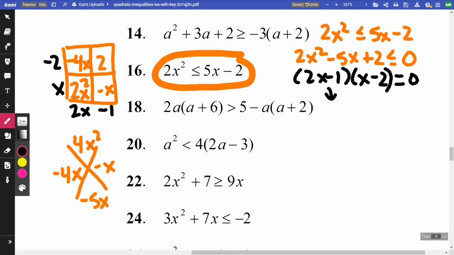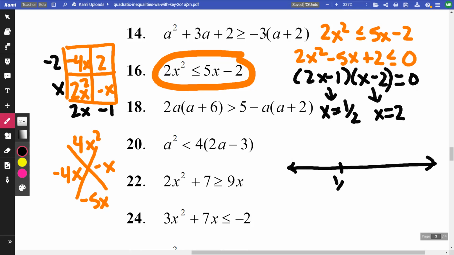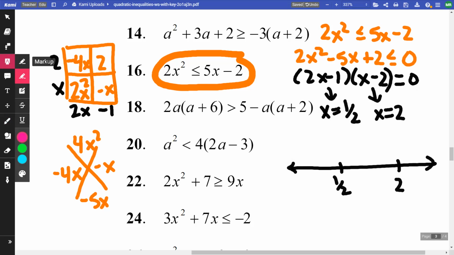So for this, when I set 2x minus 1 equal to 0, I'm going to get a positive 1/2. When I set this equal to 0, I get 2. So on my number line, I'm going to have 1/2 and 2. And if I look back at the original problem here, once I got it isolated, it is my graph, my 2x squared minus 5x plus 2 has to be less than or equal to 0.